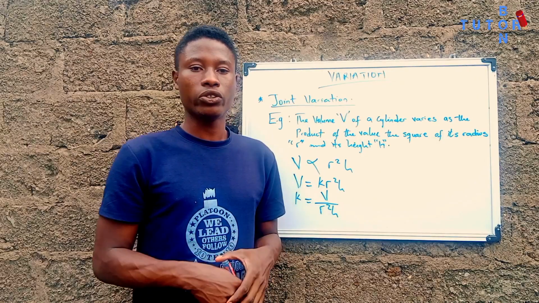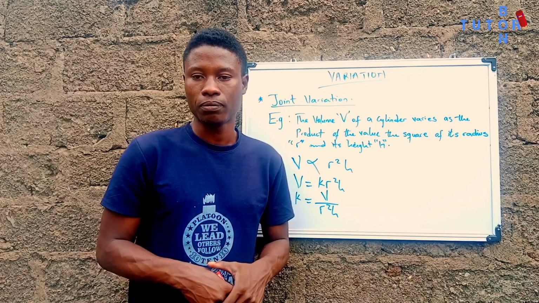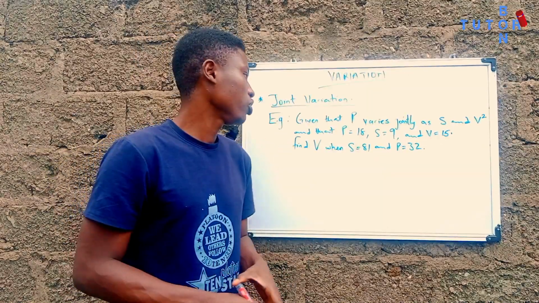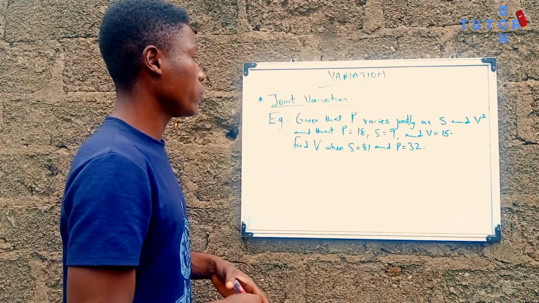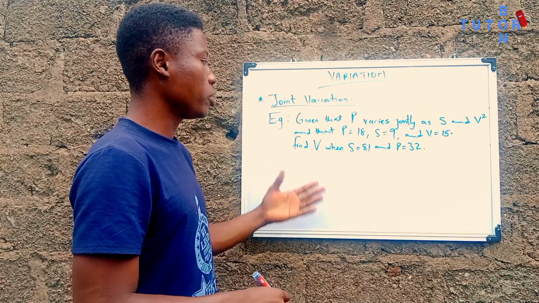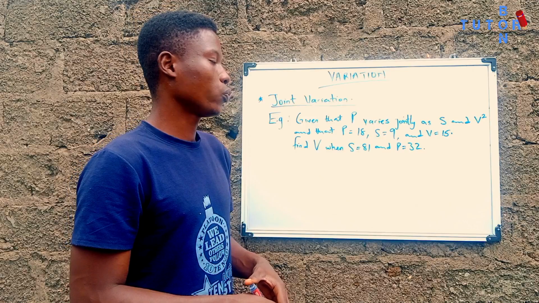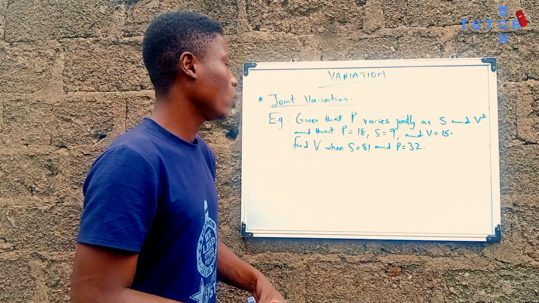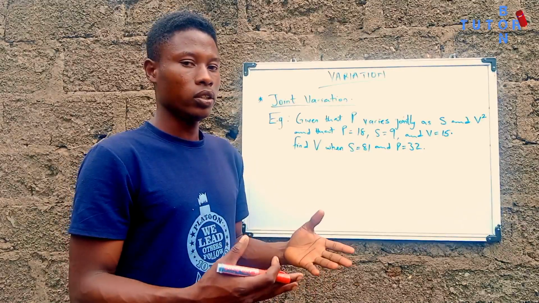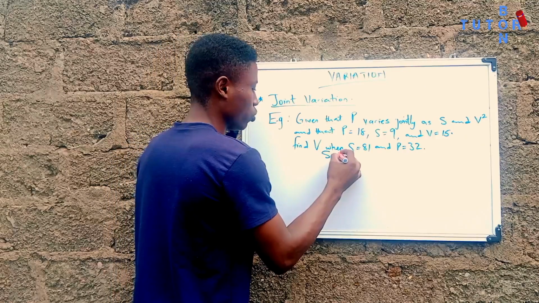Let's do some calculations using this example under joint variation. This is a calculative example under joint variation. It says given that p varies jointly as s and v squared, and that p is equal to 18, s equals 9, and v equals 15. Find v when s equals 81 and p equals 32. This is very simple to go about. Then our solution, let's go on.